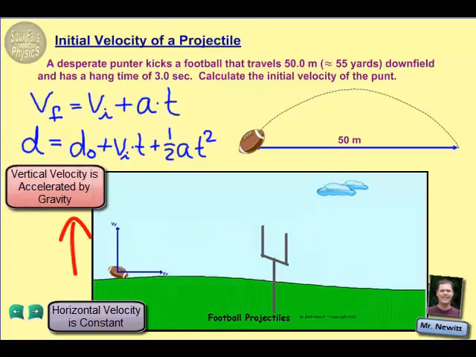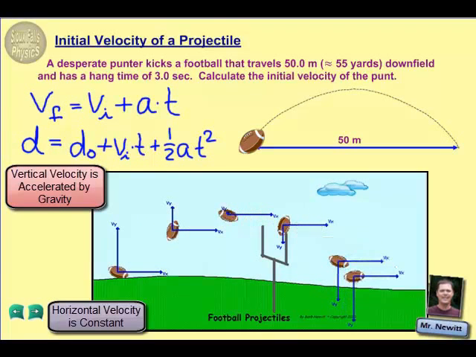Vertically, the football's initial velocity is going to be affected, obviously, by gravity. So as the football goes up to its highest point, at that highest point it will have 0 vertical velocity, and then it will begin to make its descent back down to the ground. Remember, in these situations, the vertical velocity that the football hits the ground with would be the same vertical velocity it is launched at, or in this case, punted.